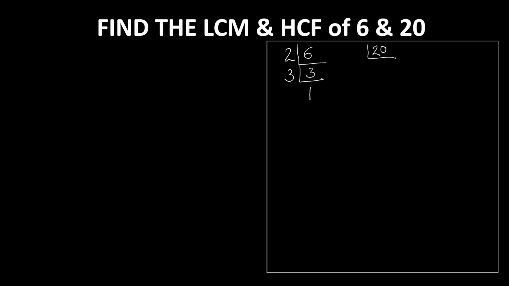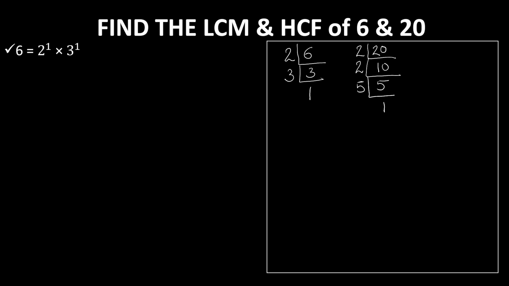Let's divide 20 with 2 first of all. We'll be getting 10 as a quotient. Now again 10 is divisible by 2, so we'll divide 10 with 2. We'll get 5 as a quotient. Now this 5 is exactly divisible by 5, so we'll get 1 as the quotient. Here our prime factorization of 6 and 20 stops. Now let's write down 6 and 20 in terms of the product of their prime factors.